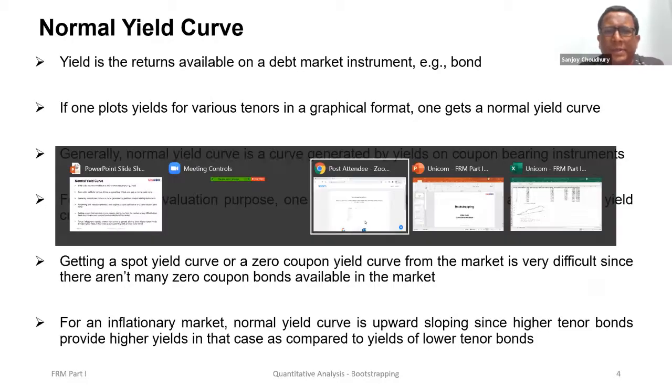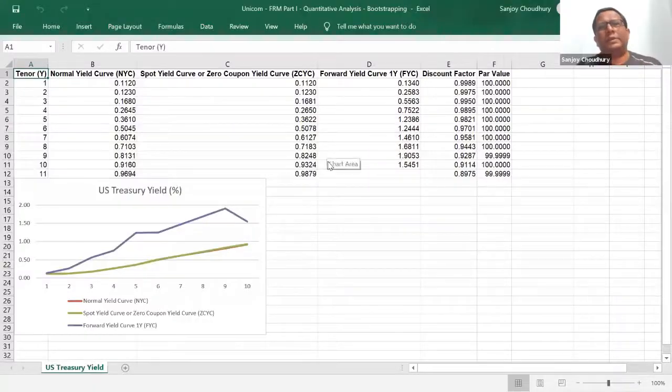Let's see an example. We have taken the yields for US Treasury, with tenors of 1 year, 2 years, up to 10 years and beyond. In column B, we have the normal yield curve, which gives yields for particular tenors in percentages. From this, we need to compute the spot yield curve or the zero coupon yield curve using this particular method called bootstrapping. We'll come to the particulars of bootstrapping slightly later.